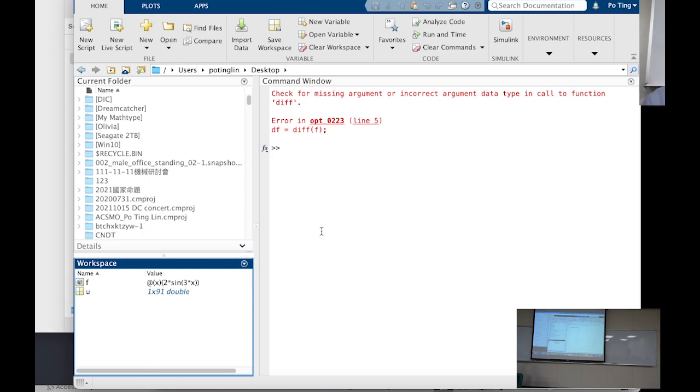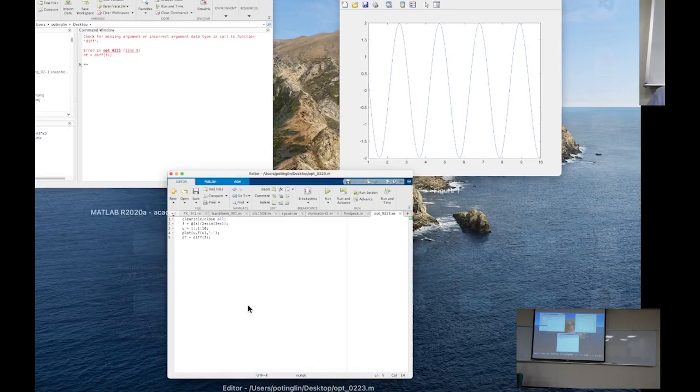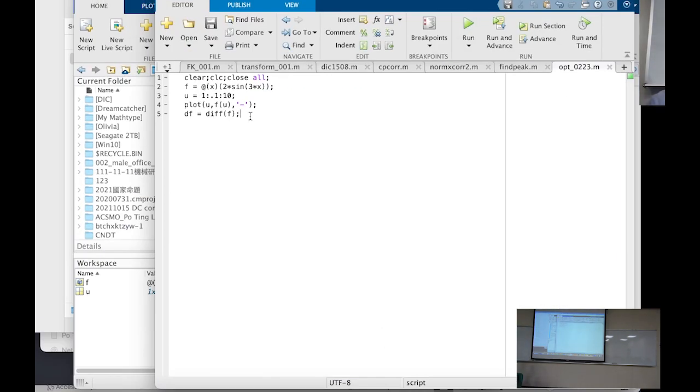No, I can't. Because if you use this handle, it doesn't do derivative. So should I use a different way? Okay, there's a different way of defining functions. So this is the first way of defining functions, by so-called handles. Okay, different way.